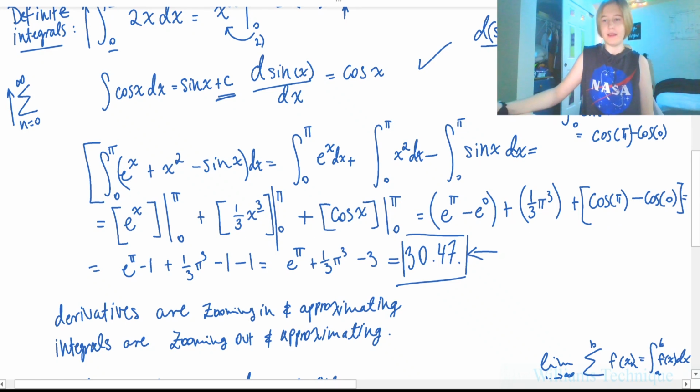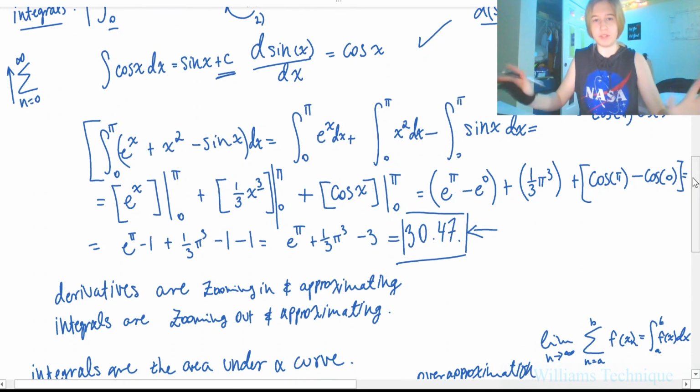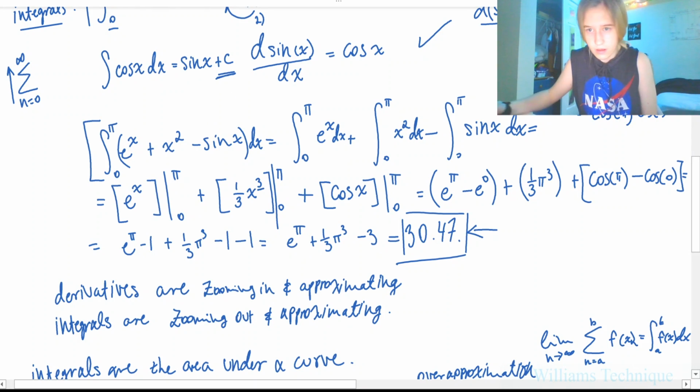So that was a very simple example on the addition and subtraction properties. We might go over multiplication and division later. There's a couple of rules for that, which I don't think we're going to be able to fit in this video.